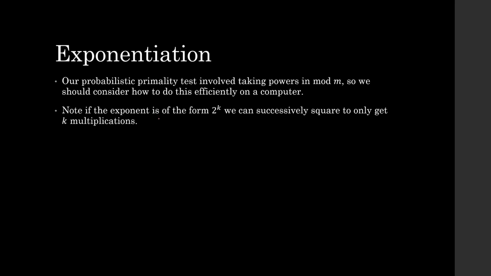That's always what we're interested in with algorithmic complexity: how well it scales. Well, now we'll note that if the exponent is of the form 2 to the k, so n is equal to 2 to the k, we can successively square to only get k multiplications instead. So look at that. If we have a squared, that's just a times a. So store that value, keep a squared.